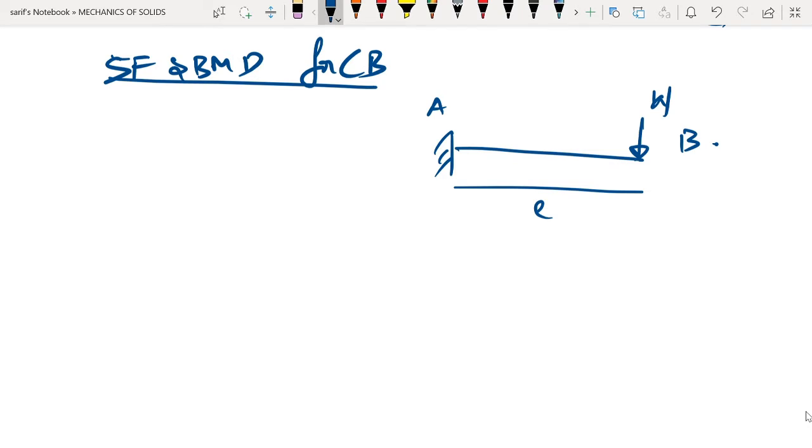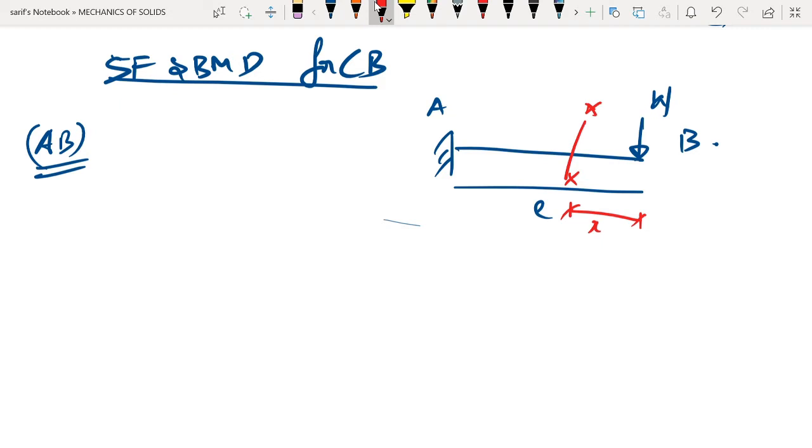So if you look, this is having a uniform loading between A and B. Therefore, we only need to consider one single region. The number of regions we need to consider is only the region AB, and we have to develop expressions for shear force and bending moment for the region AB. So what we can do is consider a section XX at a distance x from the free end.